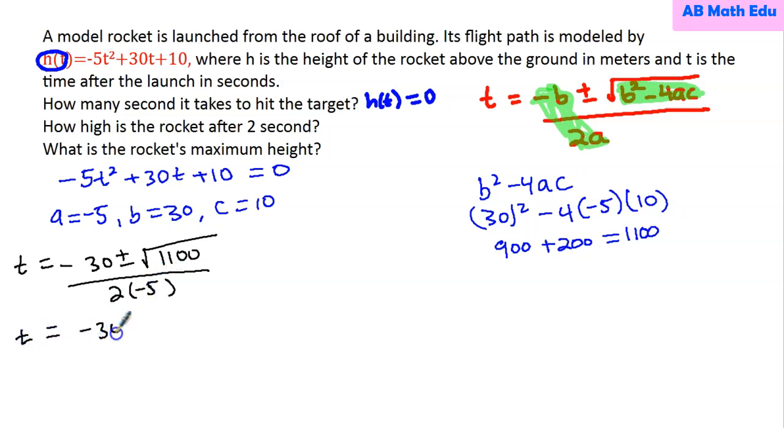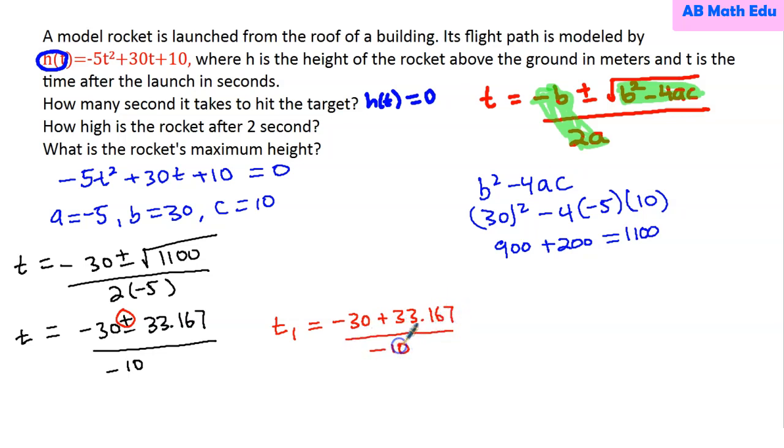So t equals negative 30 plus or minus the square root of 1100, which is 33.167, all divided by negative 10. At this moment, we are almost done. We need our 2 answers. As we look at the plus, that will give us one of the solutions. So negative 30 plus 33.167, divided by negative 10. You can put this in the calculator. It's going to give you negative 0.32 seconds. We are rounding to two decimal places for the final answer.